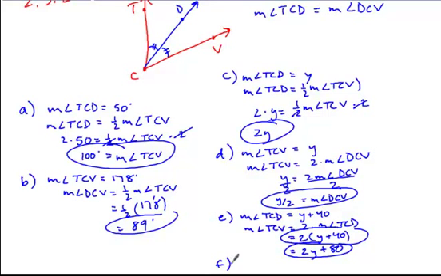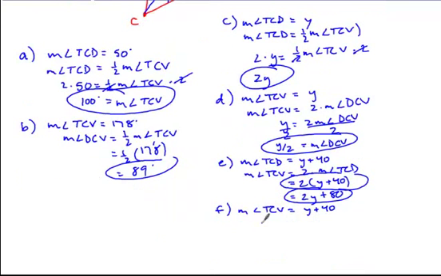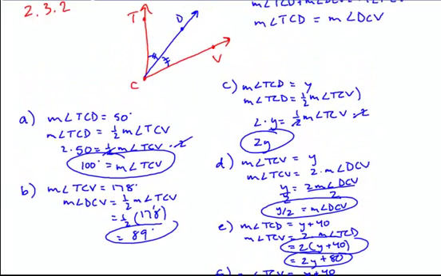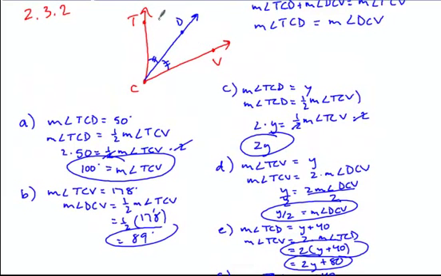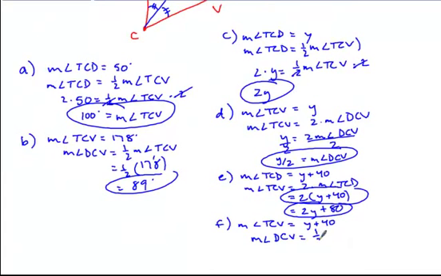And then the final question here, we were told that the measure of angle TCV is equal to y plus 40, and you want to find angle DCV. Again, if you look, the measure of angle DCV is equivalent to 1/2 the measure of TCV. And so now it's just a matter of substituting that whole binomial expression in for TCV, and you have your solution.